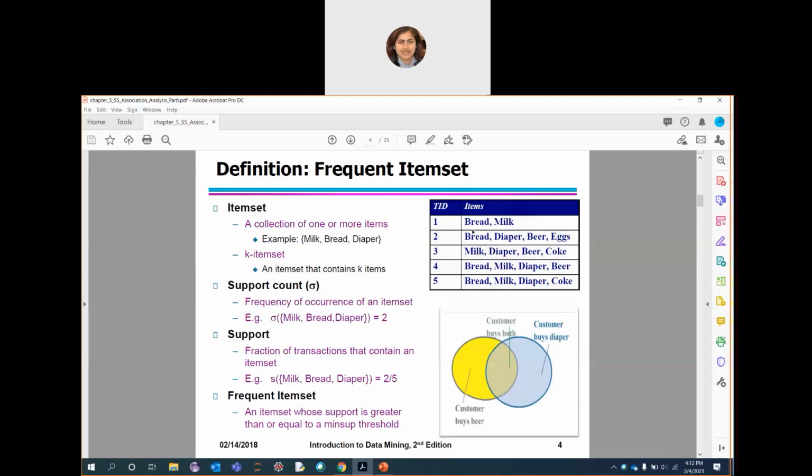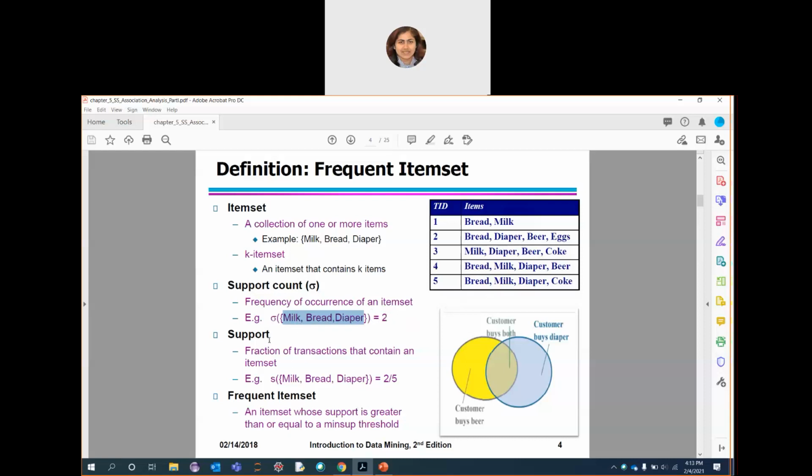Look at this table. Go through each of the transactions one by one. The first one, does it contain milk, bread, diaper? We want all of these three together. No. Next, milk, bread, diaper? No. Milk, diaper, milk, bread, diaper? No. Bread, milk, diaper? Yes, there is one occurrence. And here also it contains one occurrence. So in all of the five transactions, there are two occurrences of this item set, which is a 3 item set. So its support count is 2.